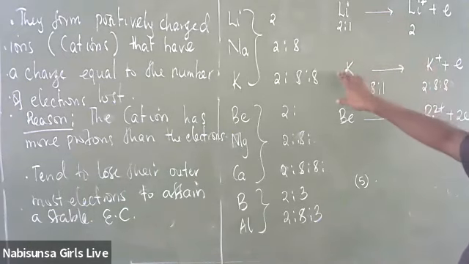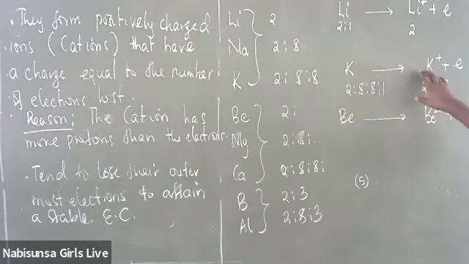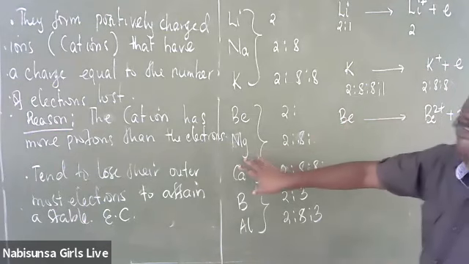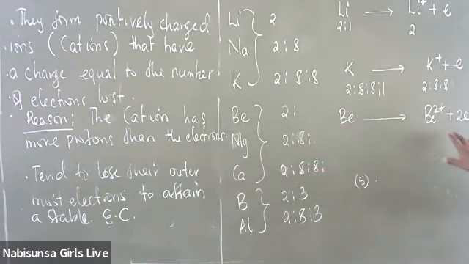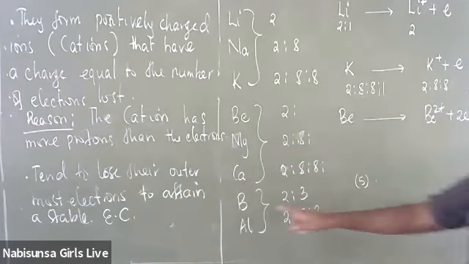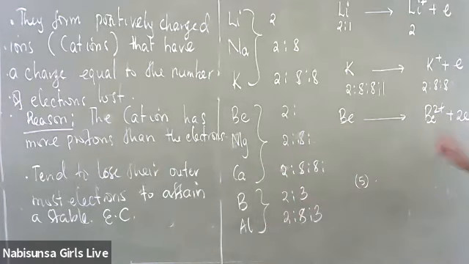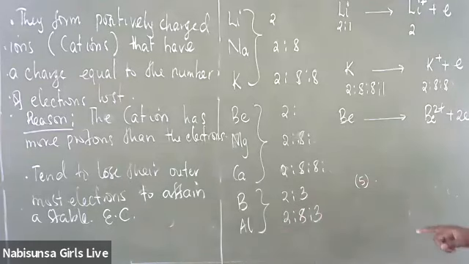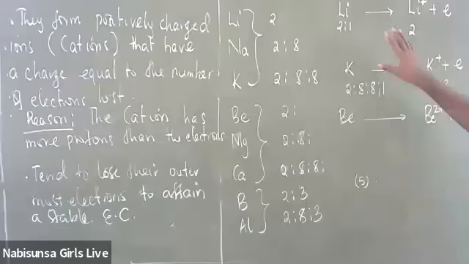Let's say this was potassium, so this will be potassium ion. This was beryllium, this will be beryllium ion. If this was magnesium, the other will be magnesium ion. Are we together? If I had boron, it will be boron ion. It was aluminium, it will be aluminium what? Ion.